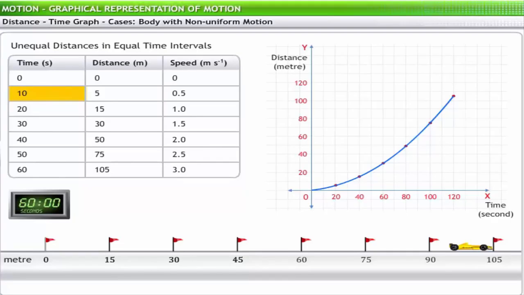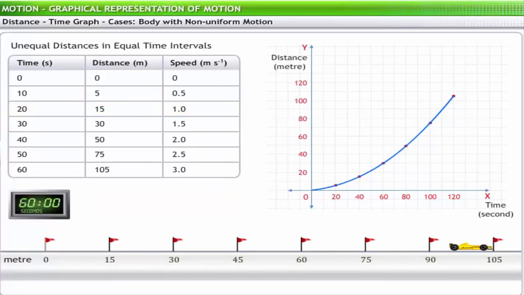During the first 10 seconds, the distance travelled by the body is 5 meters. Thus, the speed of the body for the first 10 seconds is 0.5 meter per second. For the next 10 seconds, the distance covered by the body is 10 meters. Hence, the speed of the body during the second 10-second interval is 1 meter per second.